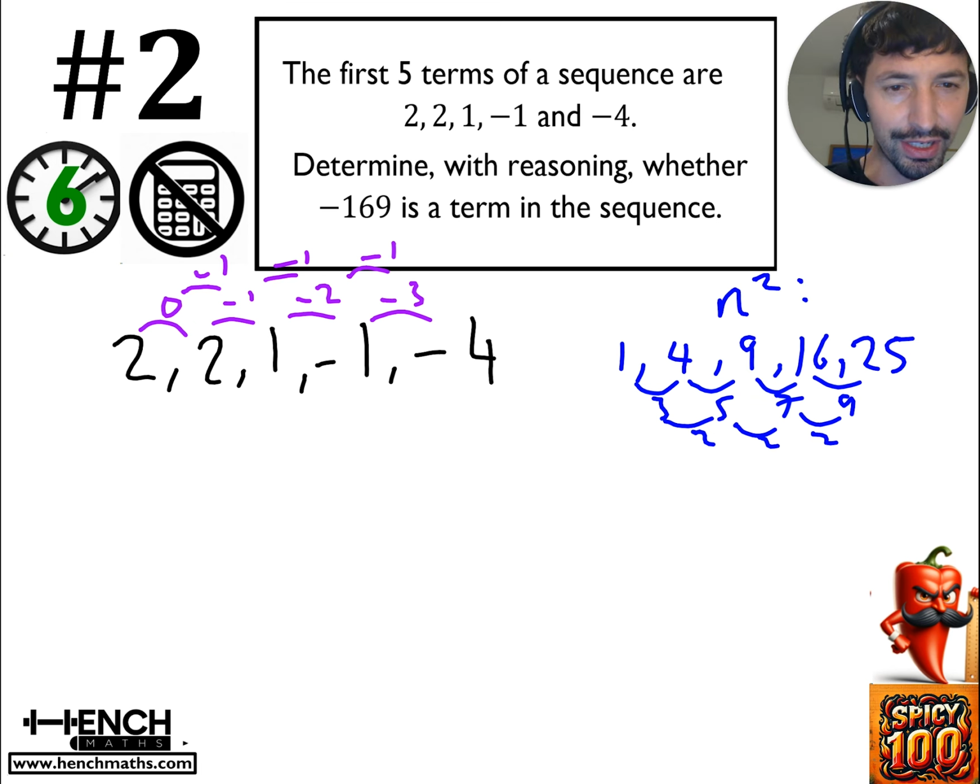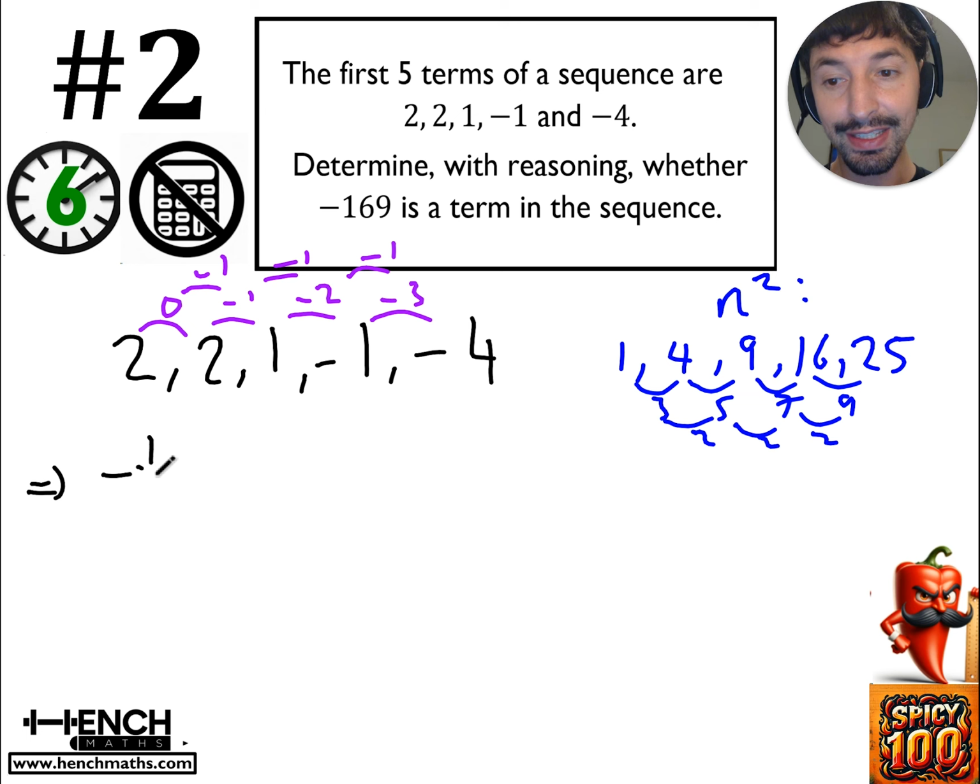Now using this logic, if we had half of n squared, we halved all of these numbers, then the difference of the difference would be 1. This indicates to us then that because we've got a difference of difference common of negative 1, our sequence must involve a negative half n squared in it.